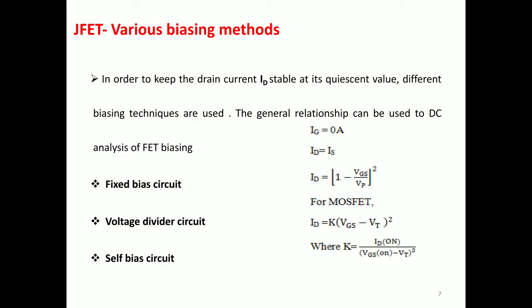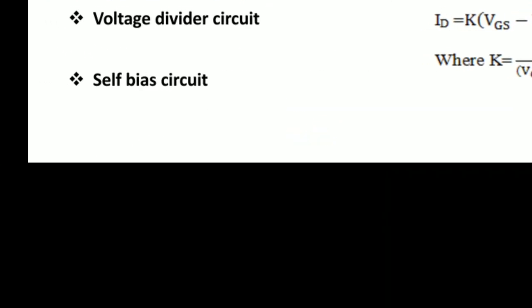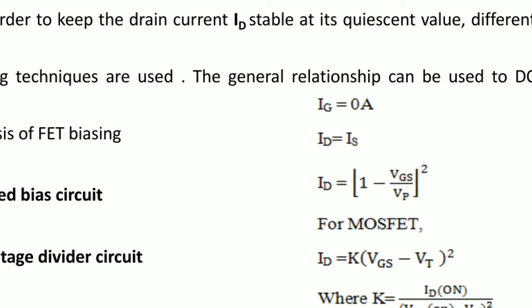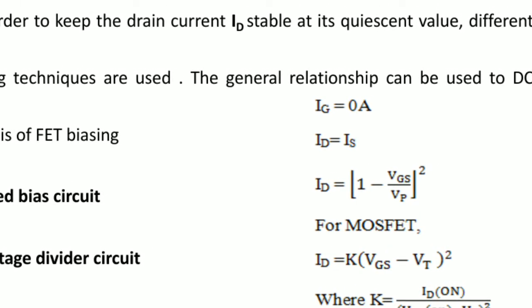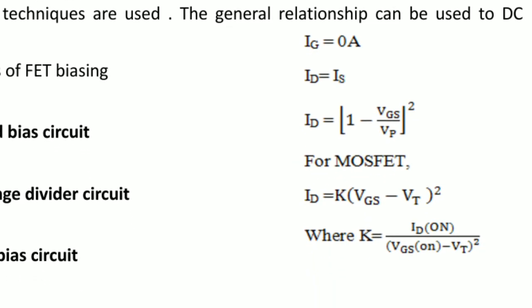In this slide we are giving different JFET biasing techniques to maintain the Q value. There are 3 biasing techniques using resistive elements: fixed biasing circuit, voltage divider circuit and self bias. For the DC analysis the general relationships can be used: IG equal to 0 amps, ID equal to IS, ID is equal to IDSS times 1 minus VGS by VP the whole square. For MOSFET, ID is equal to K of VGS minus VT the whole square, where K is a constant. We have already derived this formula.